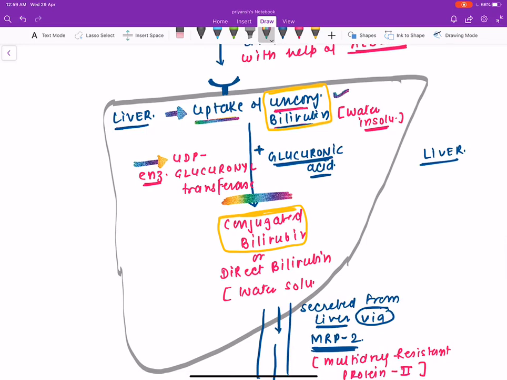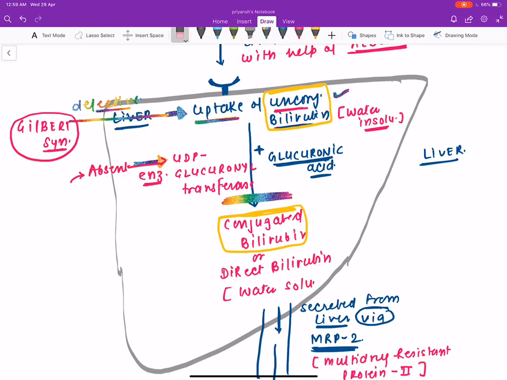The condition where the uptake is defective is referred to as Gilbert syndrome. Because the uptake is defective, the unconjugated bilirubin will not be converted into conjugated. That will lead to unconjugated hyperbilirubinemia. And if this UDP glucuronyl transferase enzyme is absent, then this condition is referred to as Crigler-Najjar syndrome.